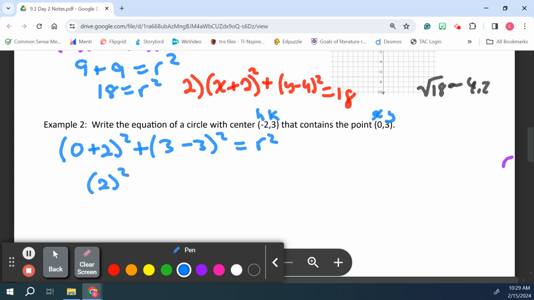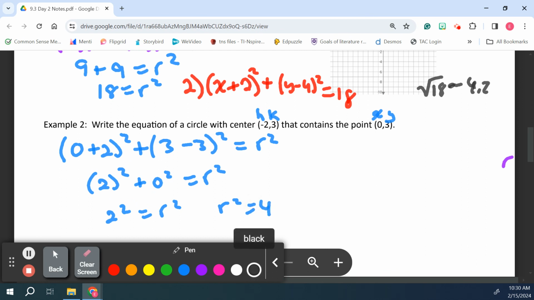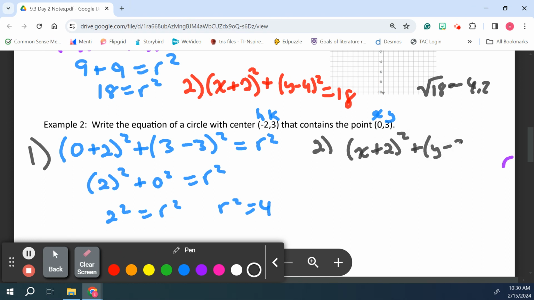This leaves us with 2 squared. This becomes 0 squared. So this is just 2 squared, which equals r squared. So r squared is equal to 4. So that completes our step 1. Now our step 2 is just to write the equation. So in this case, we're going to have x plus 2 squared plus y minus 3 squared equals 4.